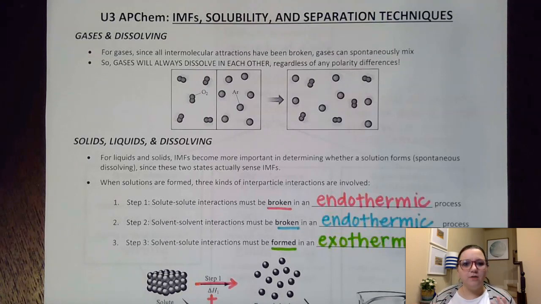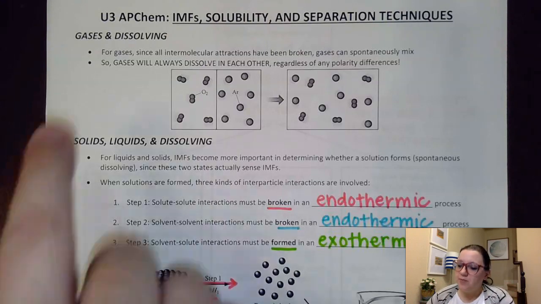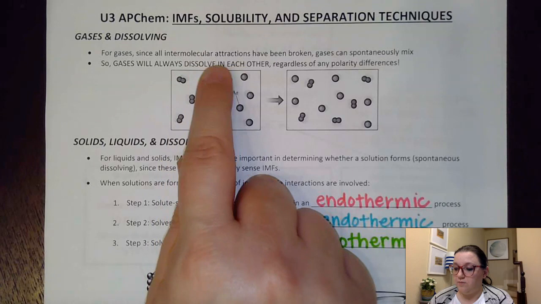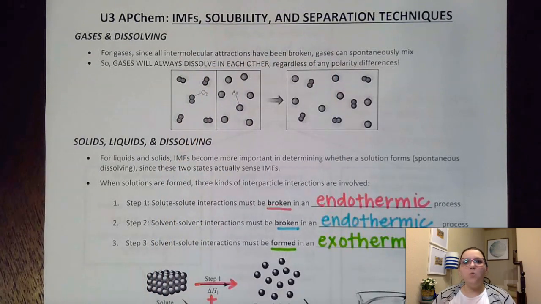So we're going to start off our discussion with a quick mention about gases. Hopefully we remember that with gases, all of our intermolecular forces have been totally broken. And so what that means is that regardless of what kind of substances I have, gases are always going to dissolve in each other. No matter what kind of intermolecular forces they originally had, because they've been broken, those gases can intermingle with each other and I won't have any kind of issues. So really, when we're talking about intermolecular forces and solubility, we're mainly referring to solids and liquids and how they would dissolve in each other.